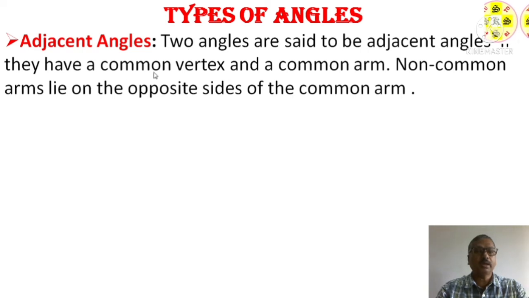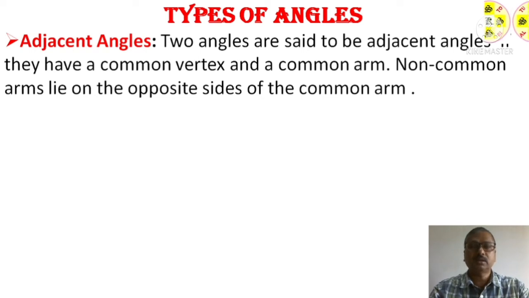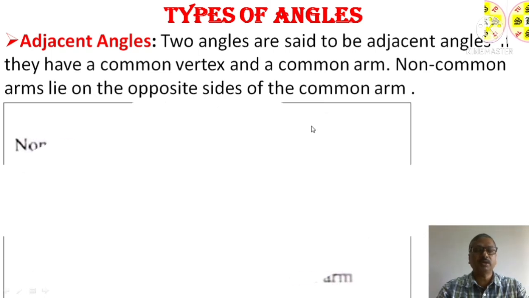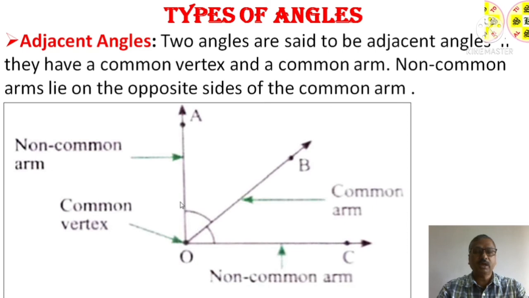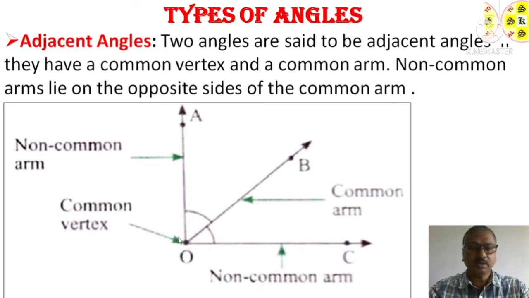and they have a common vertex and a common arm. That is, the two angles should be together, then only will they have a common vertex. And the other condition is that the non-common arms lie on the opposite sides of the common arm. See, this is the figure. In this figure, this is angle AOB and angle BOC. Now OB is the common arm and this is the common vertex.